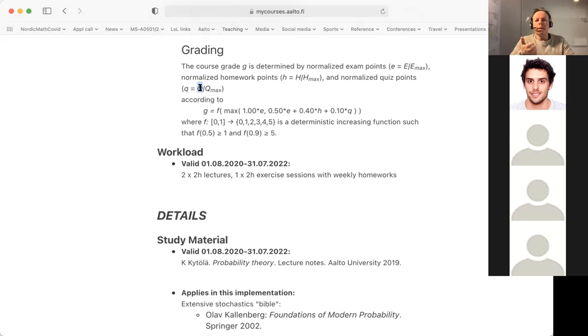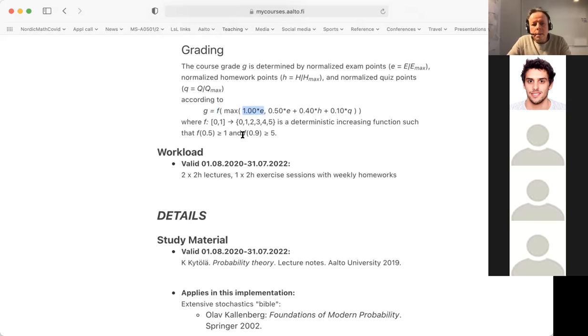The main source is the exam, because in the formula there's some function F, which is actually split. So there's a max. If you get full points in the exam, then you get grade 5 and that's it. You don't need to have any other points. So you may use only the exam to get your grade, and this is option A. Or there's another option.